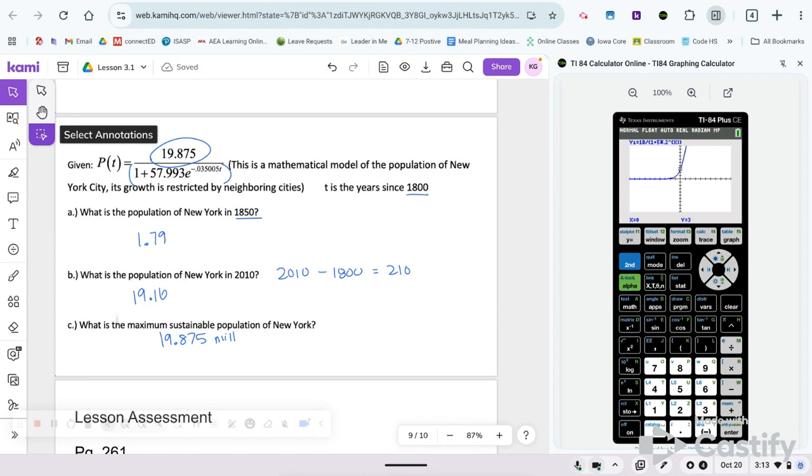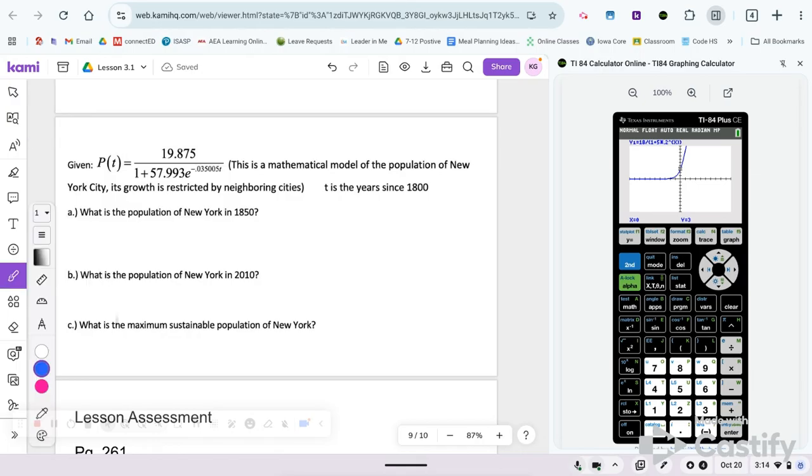And the last one here, we're finally talking about that restricted growth. So it says, given P of t is the equation, that is the mathematical model of the population of New York City. Its growth is restricted by neighboring cities. Also important to note, t is the years since 1800. So what is the population of New York in 1850? We would want to substitute in 50 for our time.